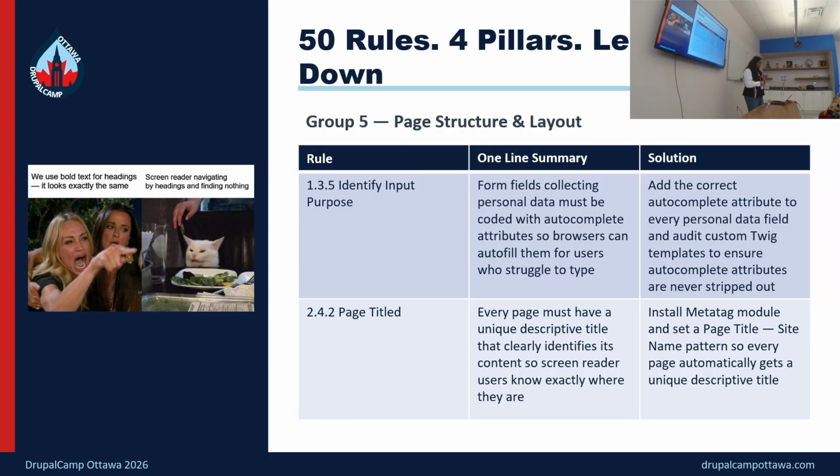Moving on to the next one, that is 2.4.2, page title. Every page must have unique descriptive titles that clearly identify it from its content, so the screen reader knows where they are exactly and what is the purpose of the page. I guess in Drupal we have the meta tag module that just takes care of it, and we just need to set a pattern properly for the title so that every page can automatically have a descriptive title.